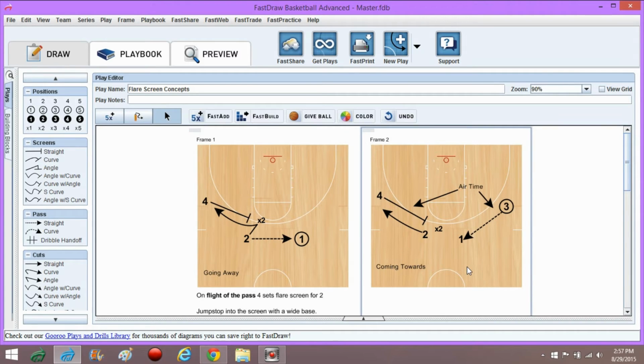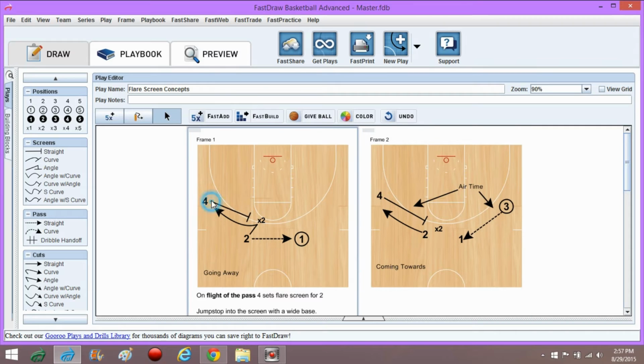The second category of flare screens would be with the ball coming towards. This could be via the pass or the dribble. In this diagram, it's via the pass. Player 3 passes to player 1, and as the ball is moving towards the desired cutter, the screener is moving in position to set the flare screen. We'll use these diagrams here to demonstrate a few more flare screen essentials.